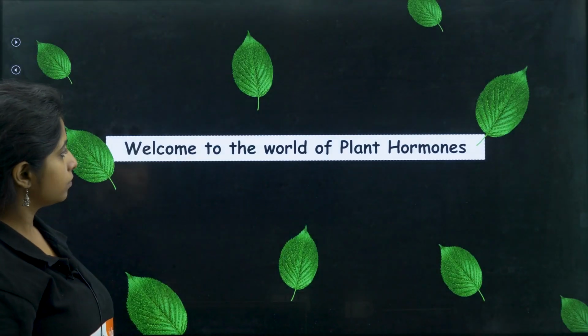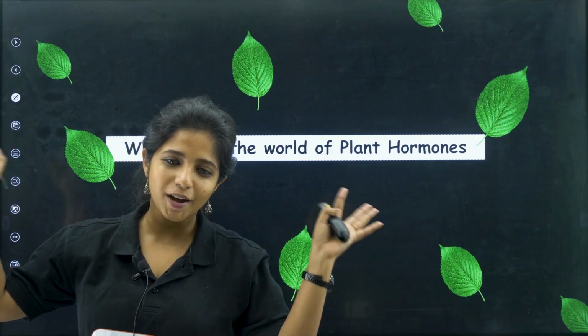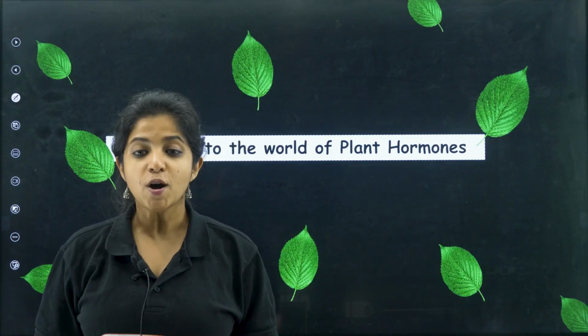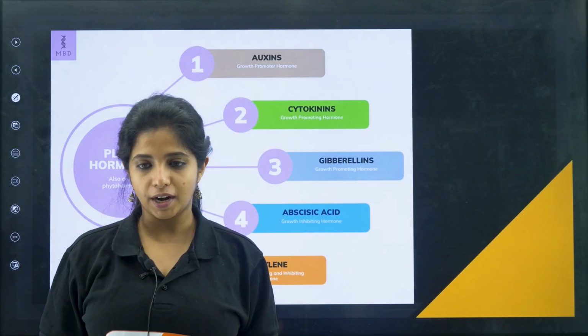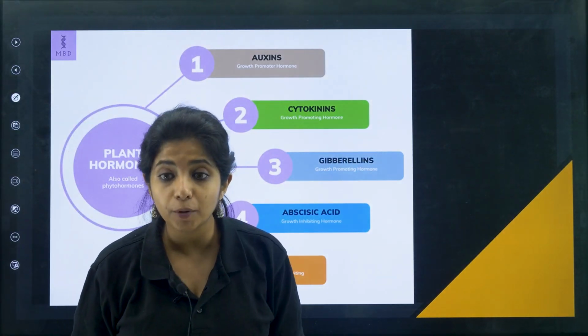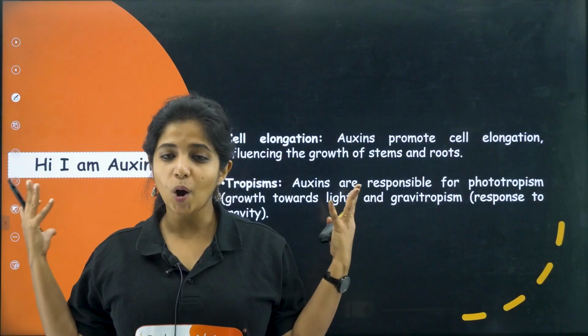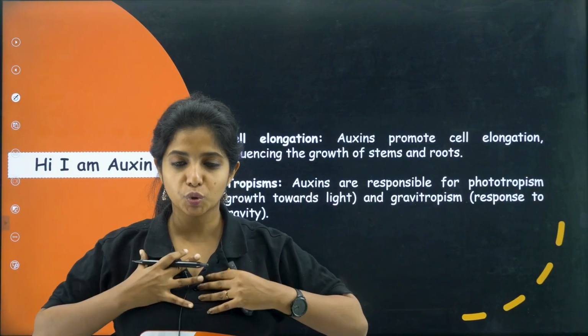Cool? Chalo. Now welcome to the world of plant hormones. One you already studied, and that is what? Auxin. Auxin is a very important plant hormone. Apart from that, you have a few more: cytokinins, gibberellin, abscisic acid, ethylene. You might be worried about how you will learn all this. It will be really easy. Trust me. Trust the process.